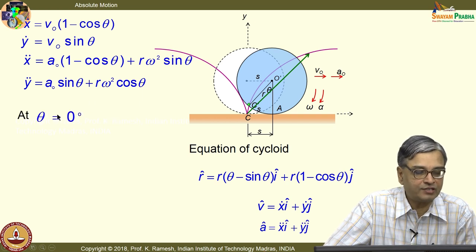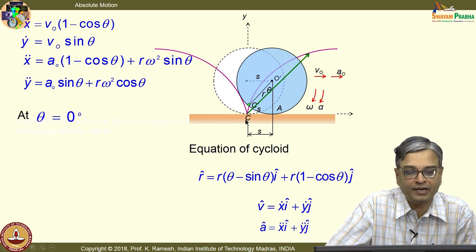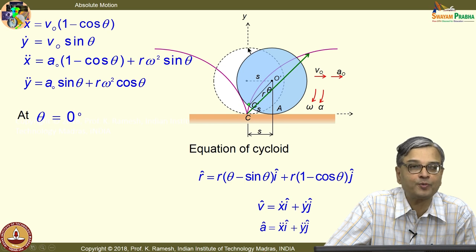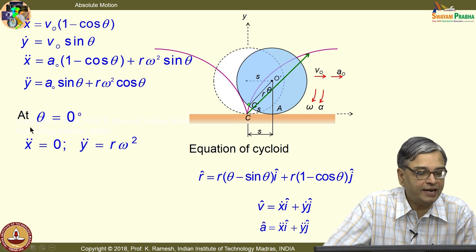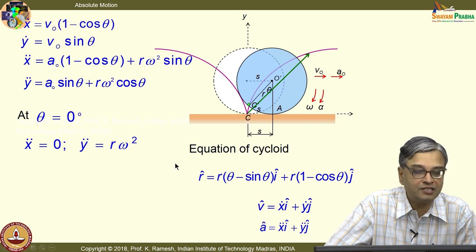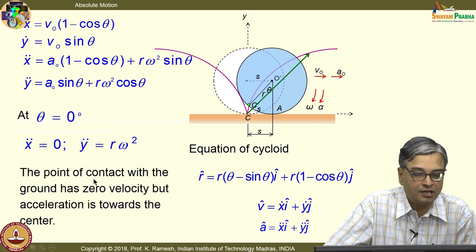And we would like to see two important points. One point is when theta equals 0, I am looking at point C, what happens at this point. And another one, I would like to see what happens exactly opposite on the diameter. Okay. And what I find here is, the x double dot is 0, but I have acceleration r omega square for this point. And you will also find that this velocity is 0, the point of contact with the ground has 0 velocity.